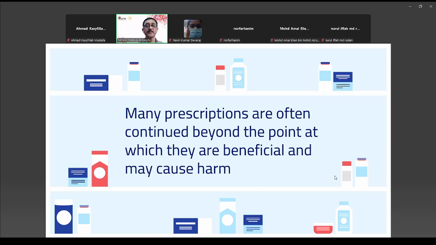Many prescriptions are often continued beyond the point at which they are beneficial and may cause harm. So you need to remember this whenever you are giving a prescription, especially for non-communicable diseases. You need to really follow up, review the medications, and start de-prescribing medications which are not intended.